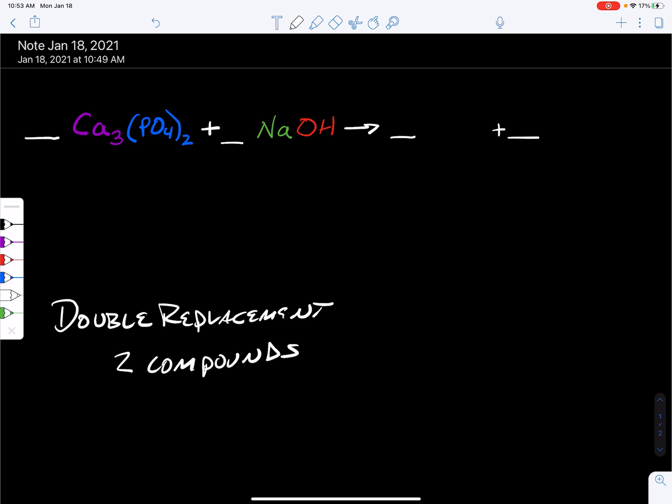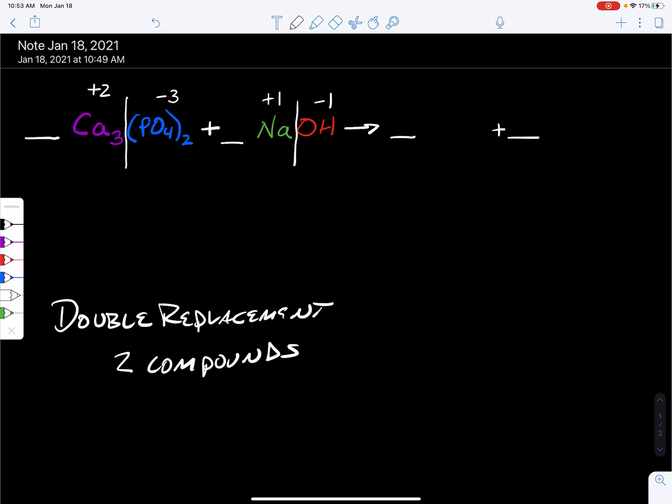Now, I've specifically color-coded my compounds and the individual parts of each compound. So let's identify what we have. I'm going to use the white to kind of split things up and look at what we've got. In the calcium phosphate, I've got calcium, which is my cation, and I've got phosphate, which is my anion. And then with sodium hydroxide, my sodium is my cation, my hydroxide is my anion.